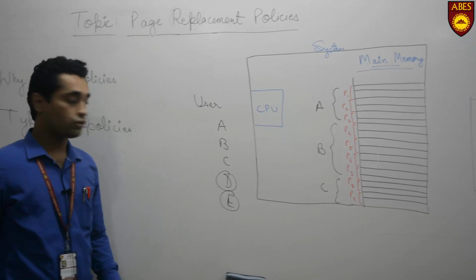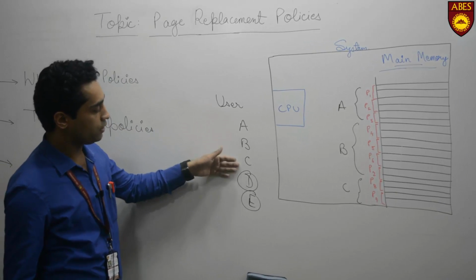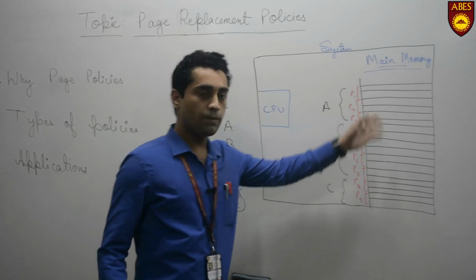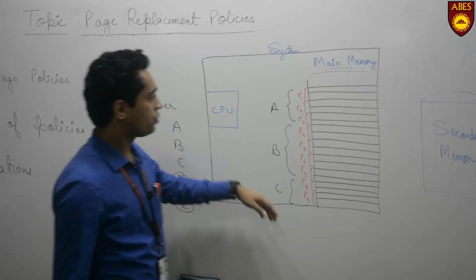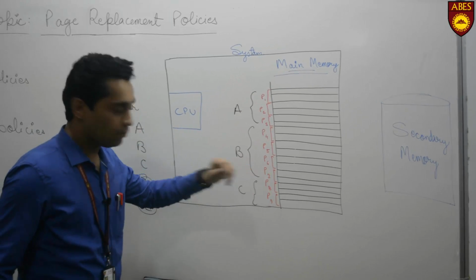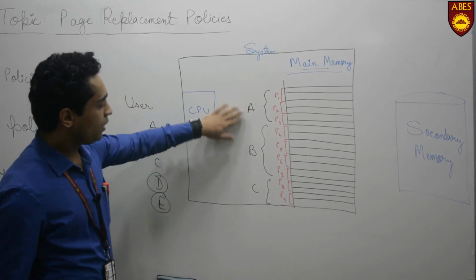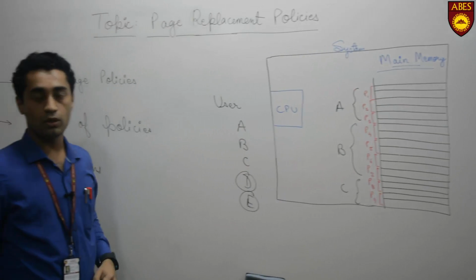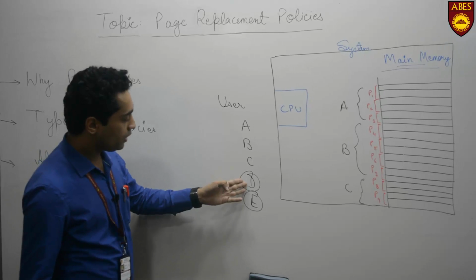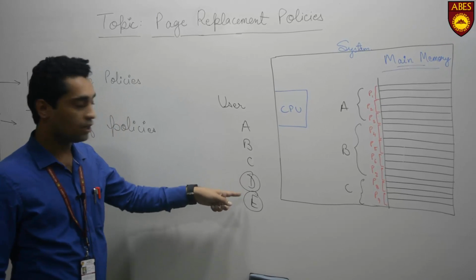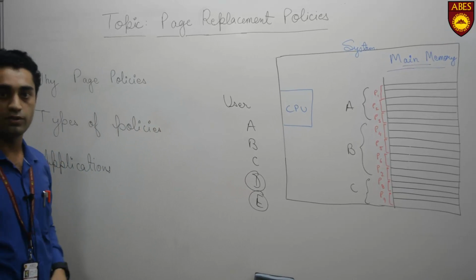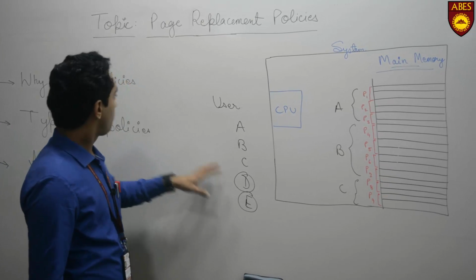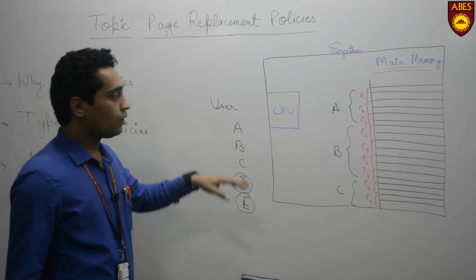At the same time, the user wants to execute all 5 applications A, B, C, D, E, but we have a limited amount of main memory, as shown here, P1 till P9. But A, B, C, all 3 applications are occupying all the memory. So how do we accommodate D and E? In this case, we have to use the page replacement policies, and here the page replacement policies play an important role.